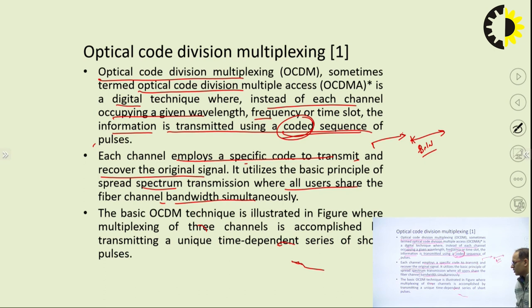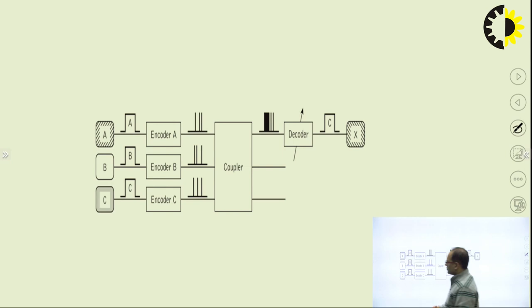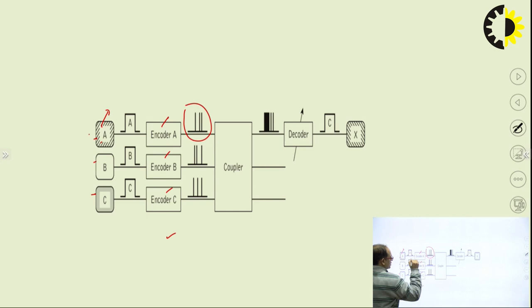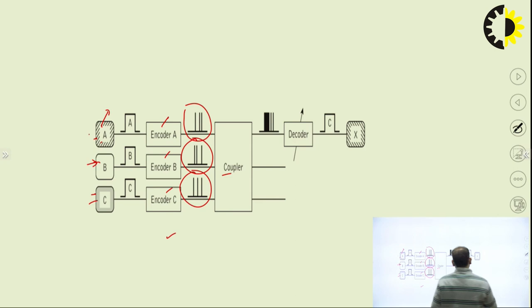You can see here this block diagram of the OCDMA, where there are three users A, B, C. Each user is passed through encoder A, encoder B, encoder C. So this information is encoded with this sequence, this information is encoded with this sequence, and this information is encoded with this sequence. These signals are transmitted over a coupler, or you can say the same channel, and at the receiver side a decoder is used, applying the same algorithm as at the encoder side.